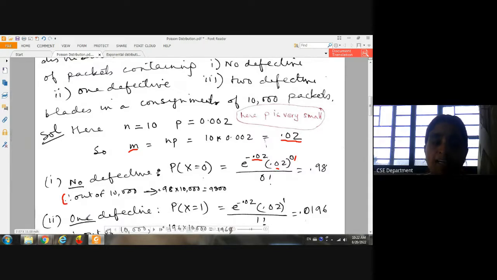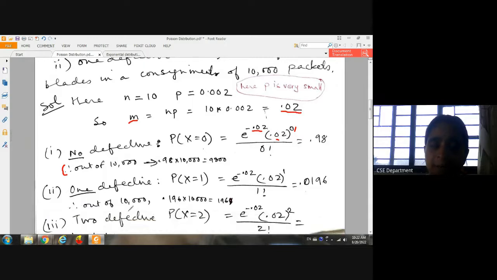Now they've said one defective. One defective means px is equal to 1. Now the random variable is the number of defectives. So what is the number of defectives? 1 is the defective. So in the formula, wherever r is there, you have to put 1. M is fixed for this problem everywhere. M is 0.02. So e power minus m, m to the power of 1 by factorial 1 is probability x equal to 1. So again, you use your calculator and you will get this probability.